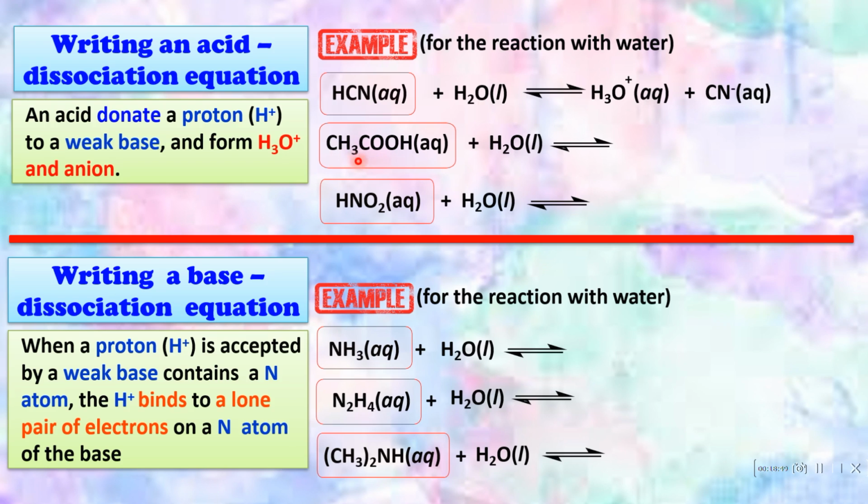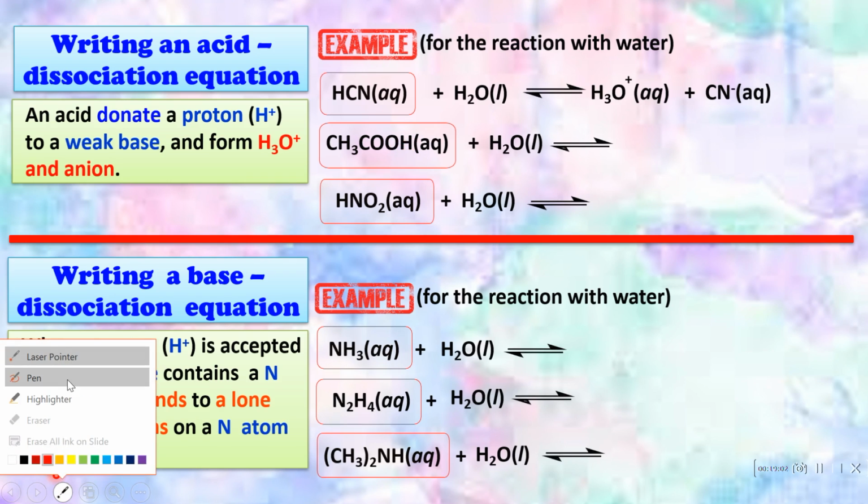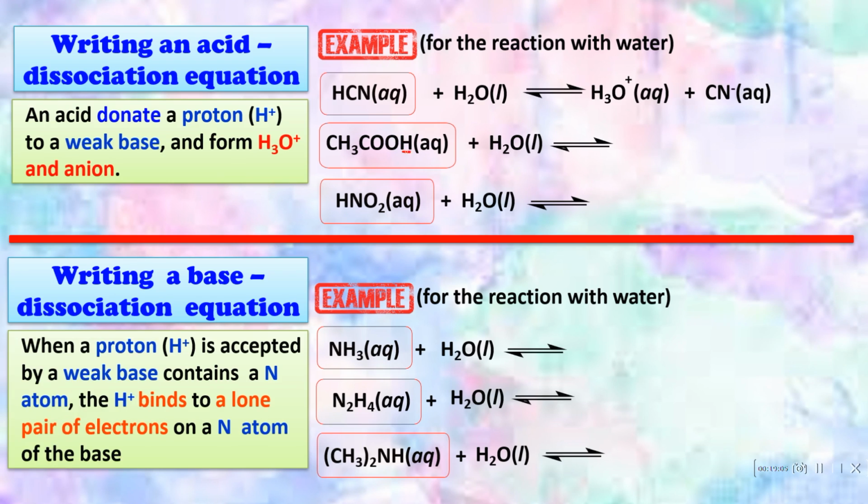Next, ethanoic acid dissociating in water. It will release H plus, this H here, and form CH3COO minus and H3O plus. Then nitrous acid, HNO2: it will donate a proton to H2O and become H3O plus and release NO2 minus ion.